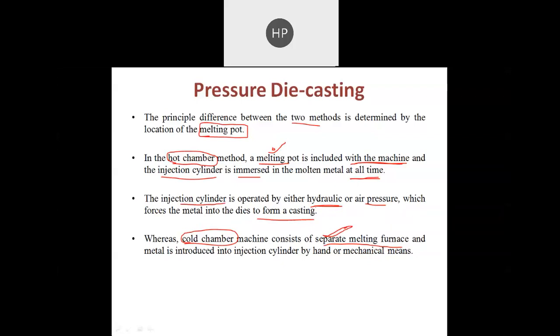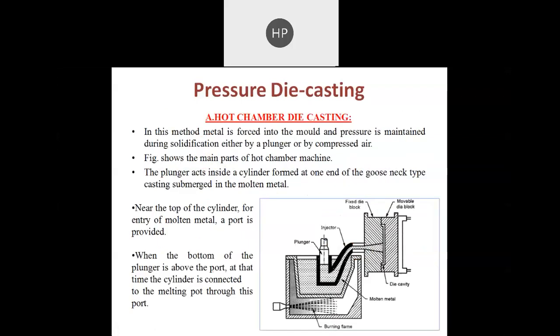While in cold chamber die casting, again the injection cylinder is operated by hand or by mechanical means. So this is the difference between hot chamber die casting and cold chamber die casting. Now first of all we are talking about hot chamber die casting.